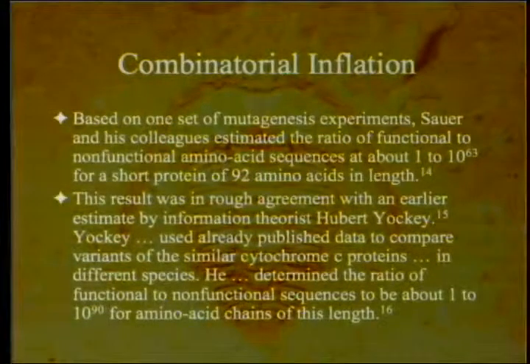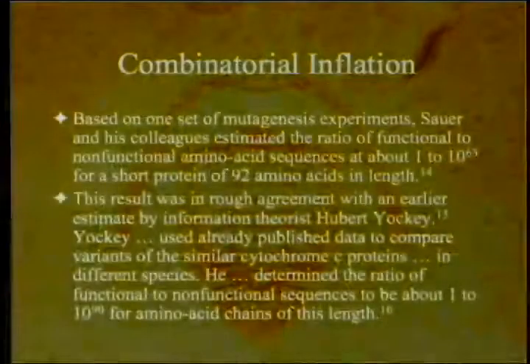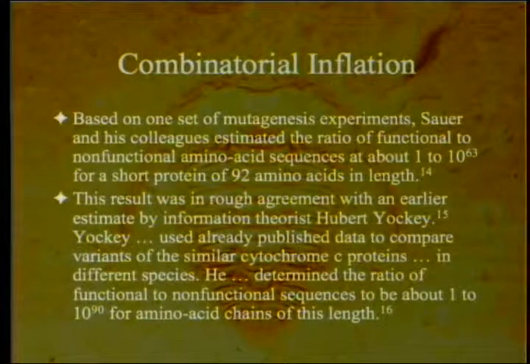This result was in rough agreement with an earlier estimate by information theorist Hubert Yockey. Yockey used already published data to compare variants of the similar cytochrome C proteins in different species. Basically, he did kind of a natural experiment. Well, what's the sequence here? What's the sequence here? If you compare them, how much variation can you allow? He determined the ratio of functional to non-functional sequences to be about 1 in 10 to the 90 for amino acid chains of the length of cytochrome C. So we're coming out with numbers that are fairly close to each other.